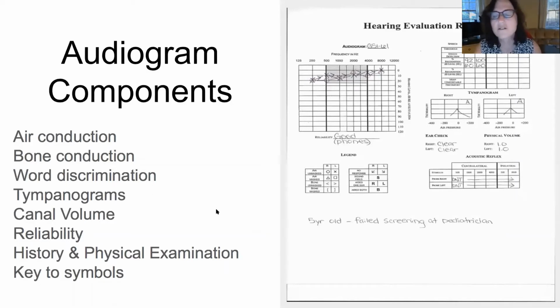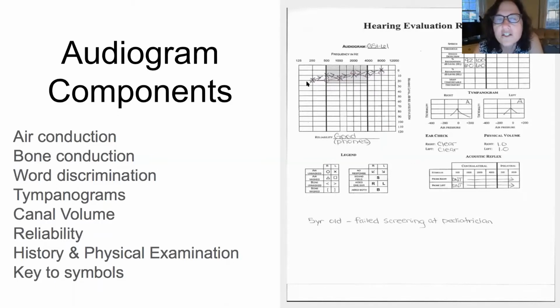Okay, so here's an audiogram on the right side of your screen. And we're going to look at all the components of this and break it down so you can understand it. Now, I have my cursor here. Can you see my cursor or not really? Yes, we see it. Okay. Thanks. All right.